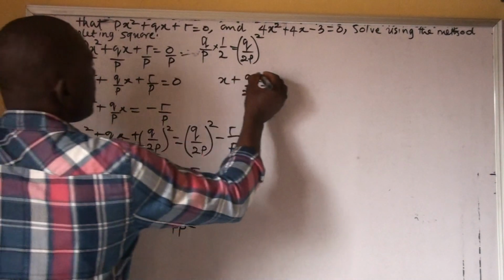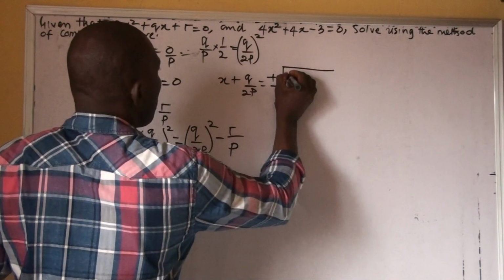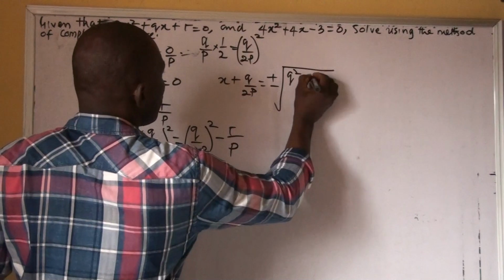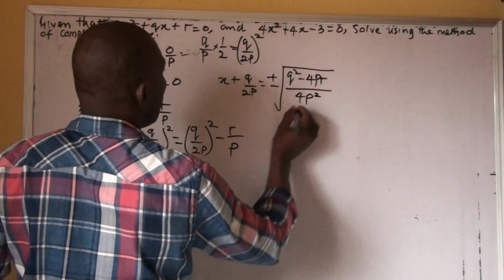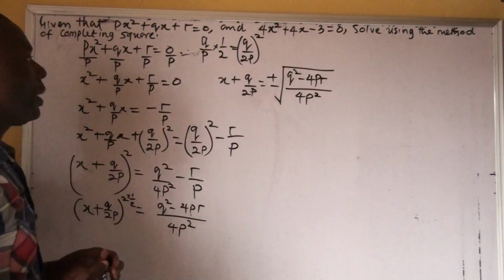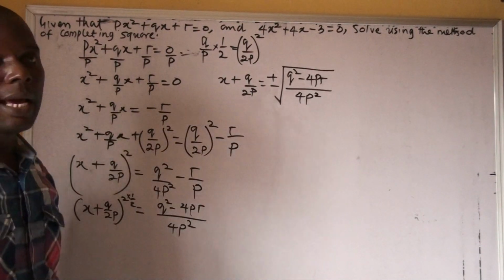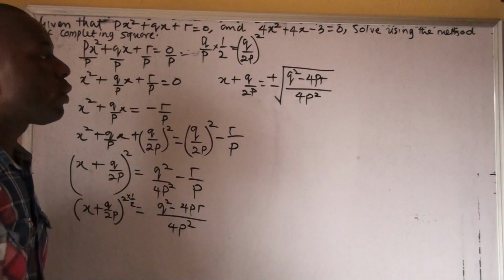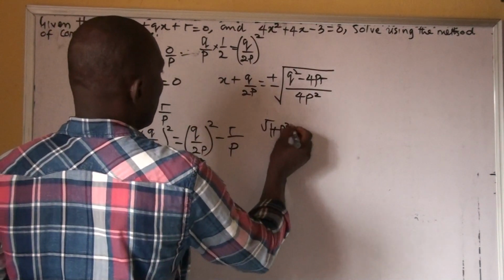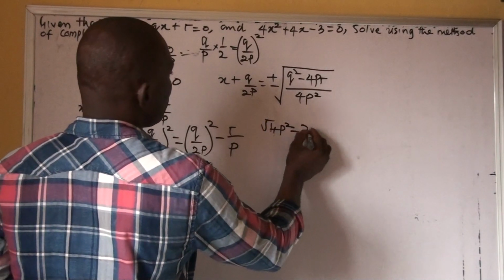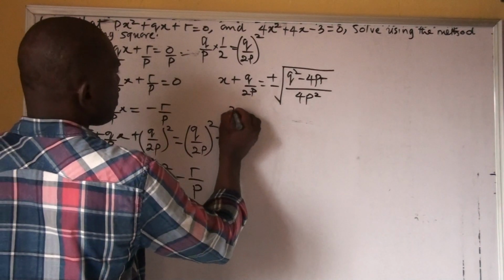Because of that, we will say this is plus or minus the square root of q square minus 4pr all over 4p square. Here, if you look at the denominator, the square root covers everything. So the square root of 4p square will give us 2p.